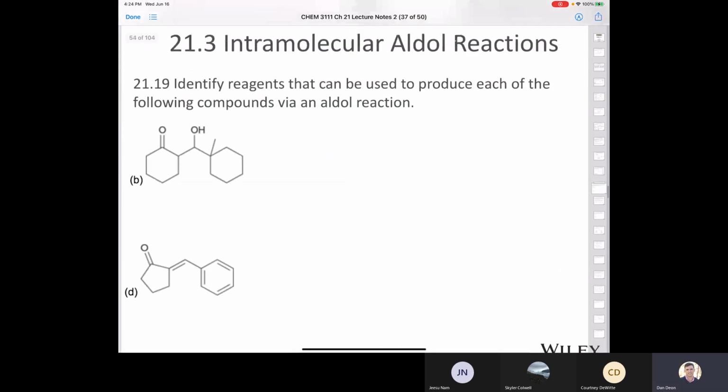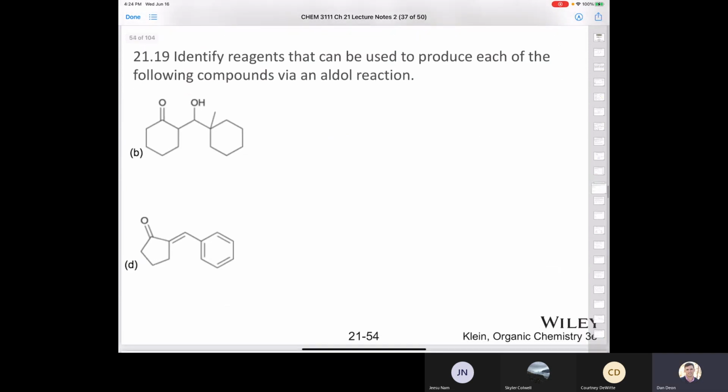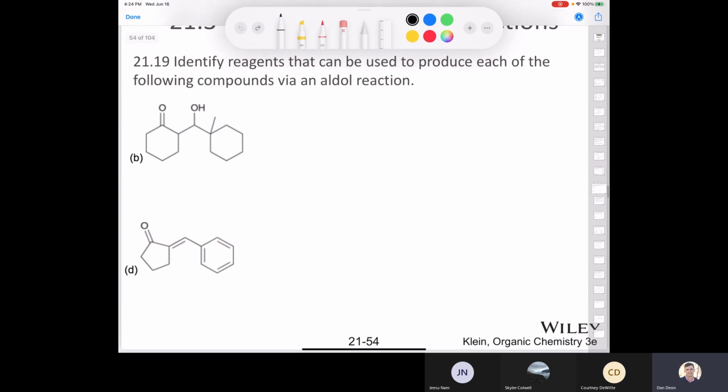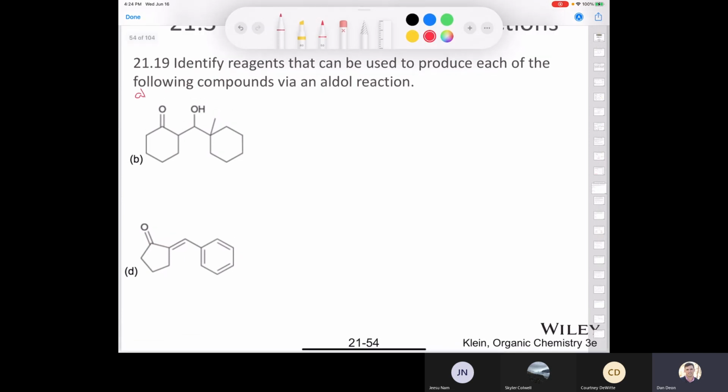Okay. So let's move ahead to 21.19. It's asking us to determine what would the compounds be that would be required to produce each of the following compounds via an aldol reaction. So the first one is an aldol. This is the product of an aldol addition, right? Because we end up with an aldol. And this one is an aldol condensation, right? Because we end up with an alpha beta unsaturated ketone.